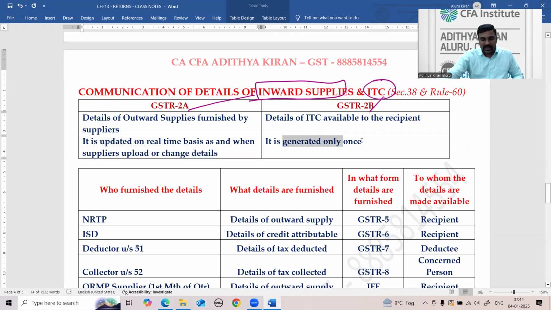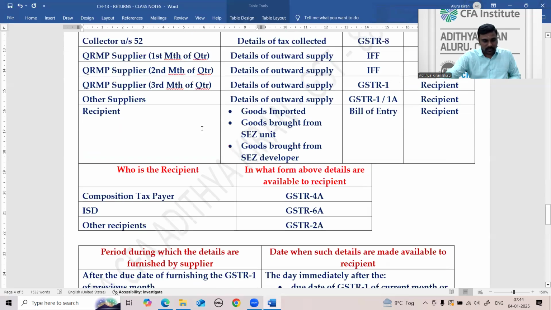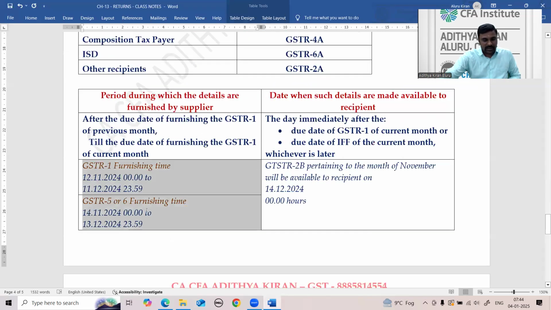GSTR 2B is generated only once. It will not be updated again and again. I'll show you how this is updated. Look at this. So this is the timing when the GSTR 1 or GSTR 5 or GSTR 6 is uploaded by the supplier. Period during which the details are furnished by the supplier.